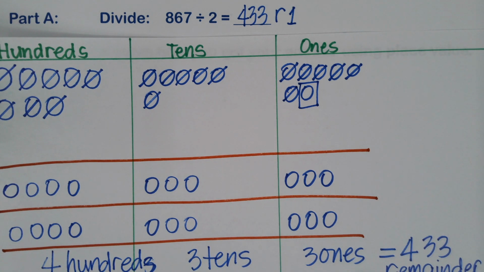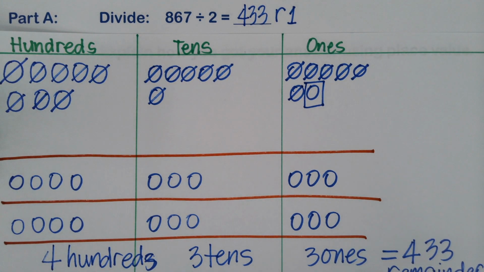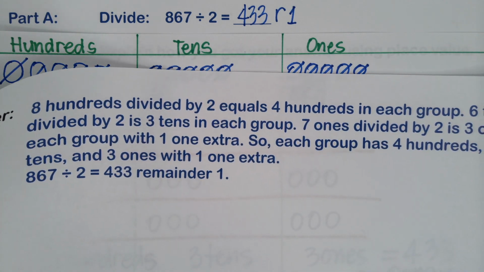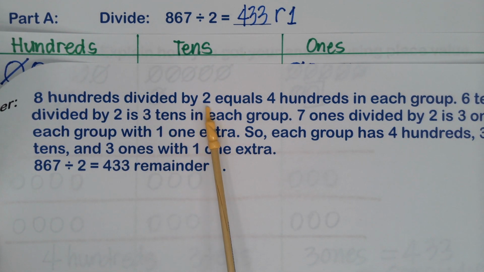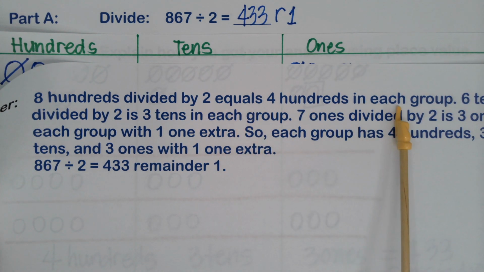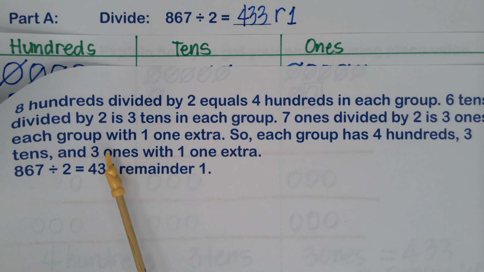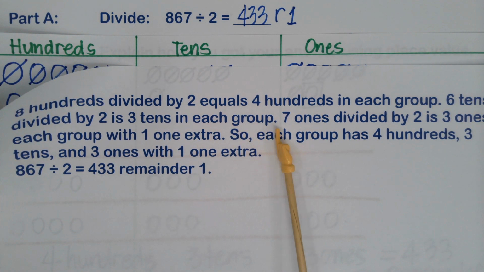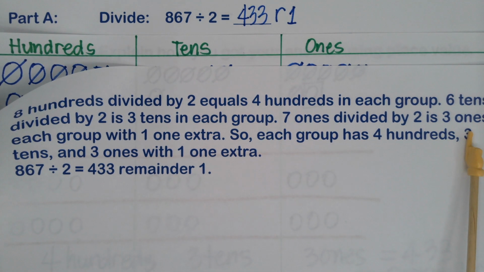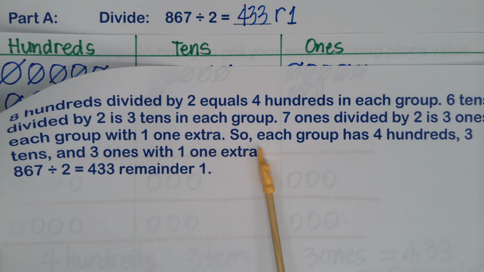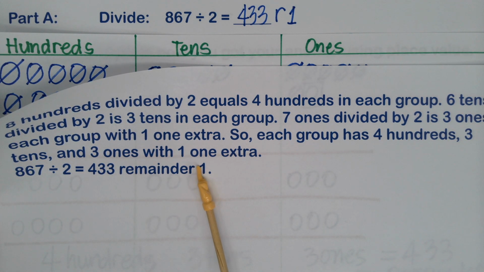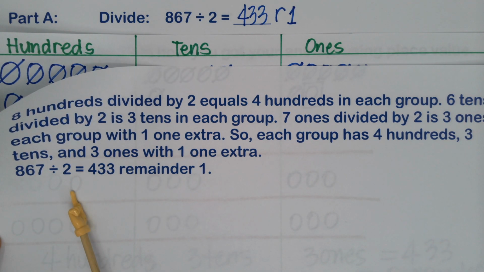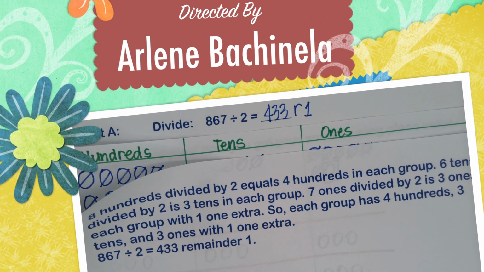And how do we explain what we have done? Remember, we just simply have to narrate or write down what was done. So 8 hundreds divided by 2 gives us 4 hundreds in each group. 6 tens divided by 2 is 3 tens in each group, and 7 ones divided by 2 is 3 ones in each group with 1 extra. So each group has 4 hundreds, 3 tens, and 3 ones, and there's 1 extra, so 867 divided by 2 is 433, remainder 1.